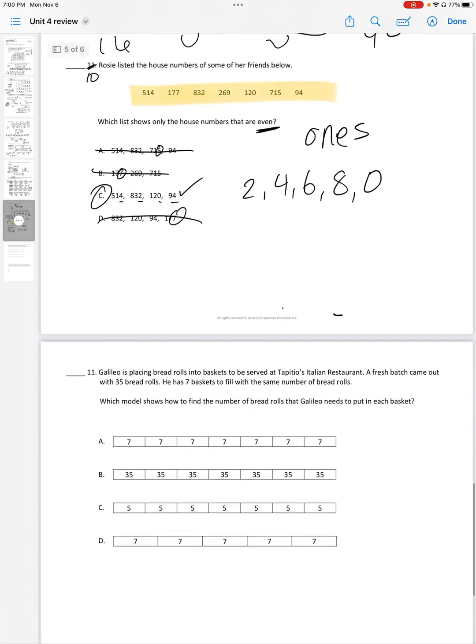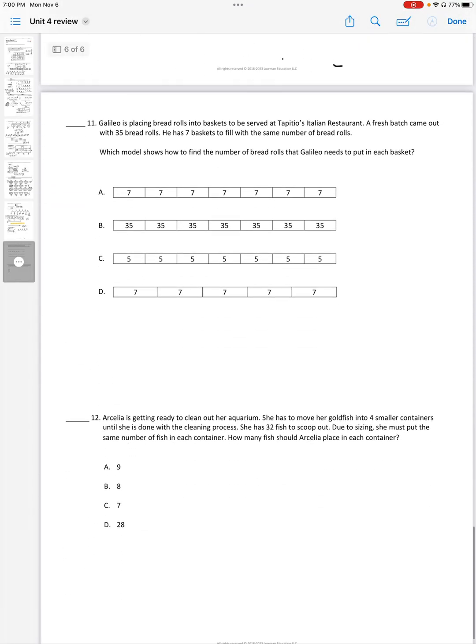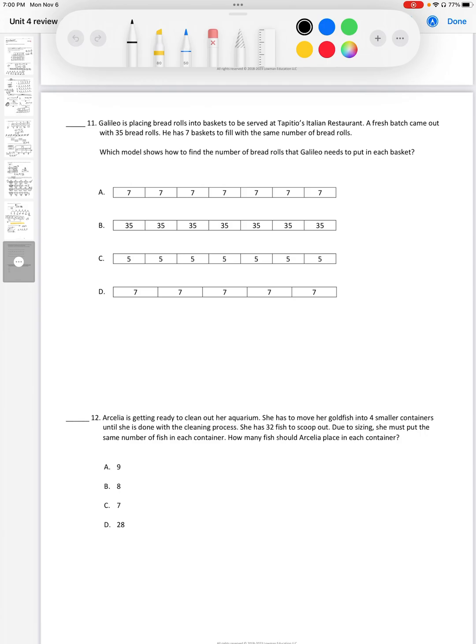Oops, let's see if we can bring that back. Problem 11. Galileo, I feel like another problem had Michelangelo. We're going with all the greats here.